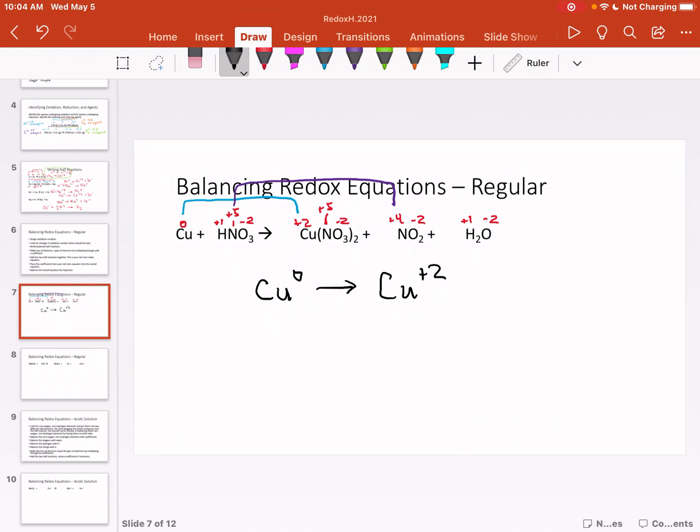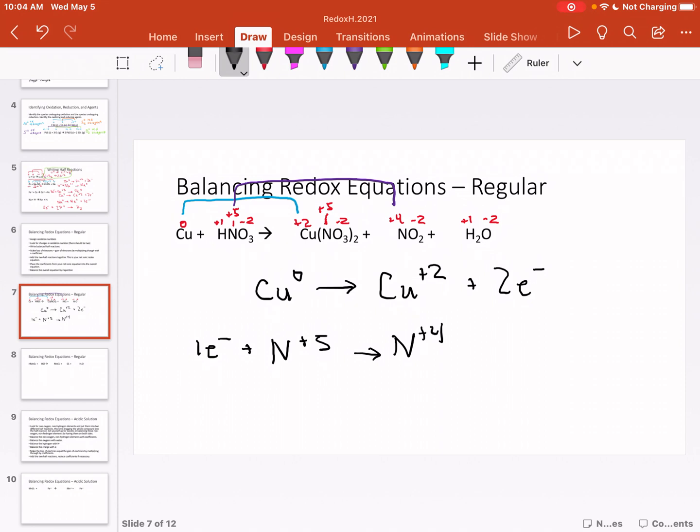I can balance according to mass and charge, like we learned how to do yesterday. Then I look at the other guy, nitrogen. Nitrogen there was at +5, and copying the tip of my bracket, it went to +4. And I balance it according to charge. And it's already balanced according to mass.